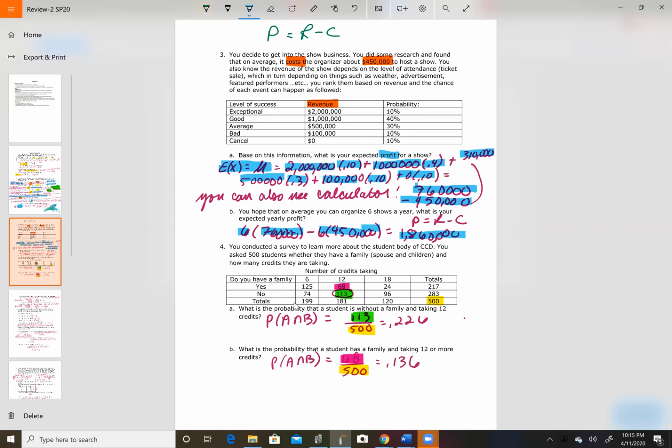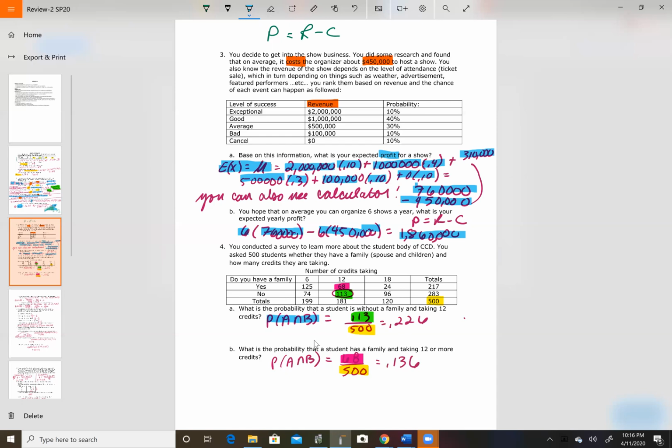Question 4, you conduct a survey to learn more about the student body of CCD. You asked 500 students whether they have a family, spouse, and children, and how many credits they are taking. So we have this table. Question A, what is the probability that a student is without a family and taking 12 credits? So we're looking for just the probability of A and B.